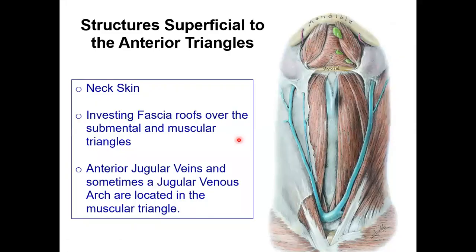Okay. Structures superficial to the anterior triangles. Of course, your skin would be superficial to all of these. Then the investing fascia roofs over the submental and muscular triangles. And then the anterior jugular veins and sometimes a jugular venous arch are located in the muscular triangle. So your muscular triangle is right here. And then this is your submental.